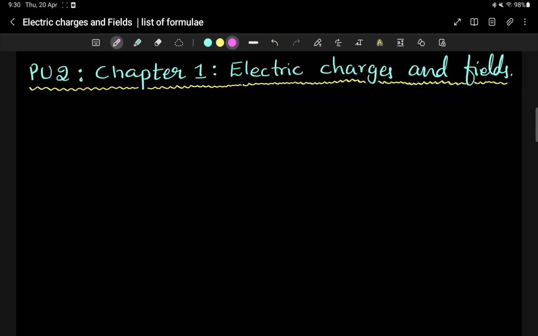In this video I am going to give you the list of all the formulae from the chapter Electric Charges and Fields. See dear students, this chapter is from 2nd PUC physics syllabus. So this is the first chapter. So let us start with the first formula.